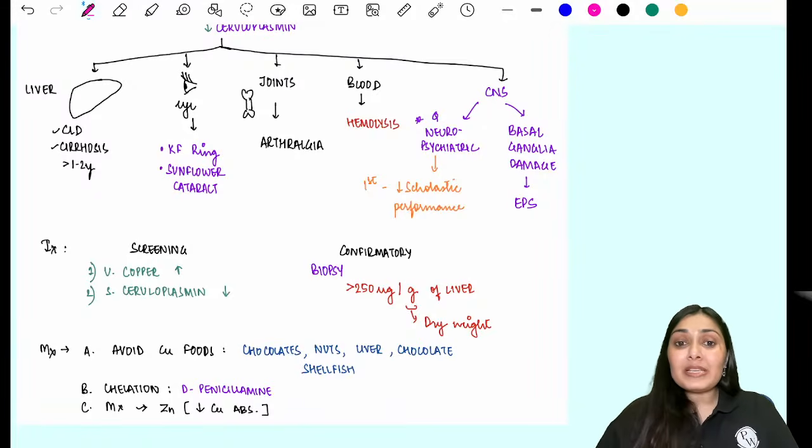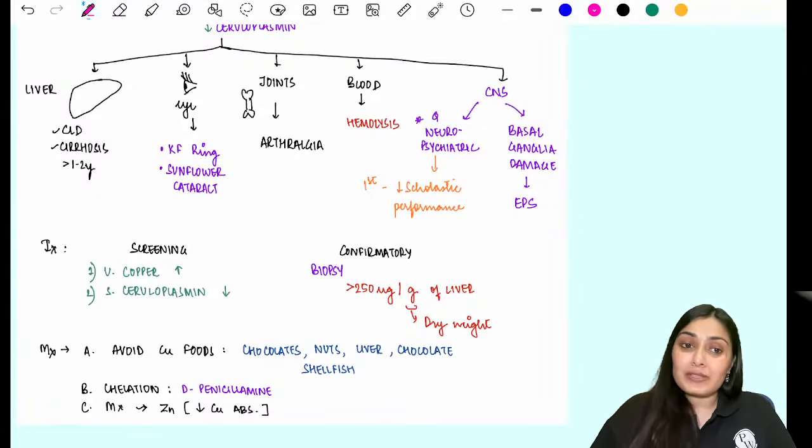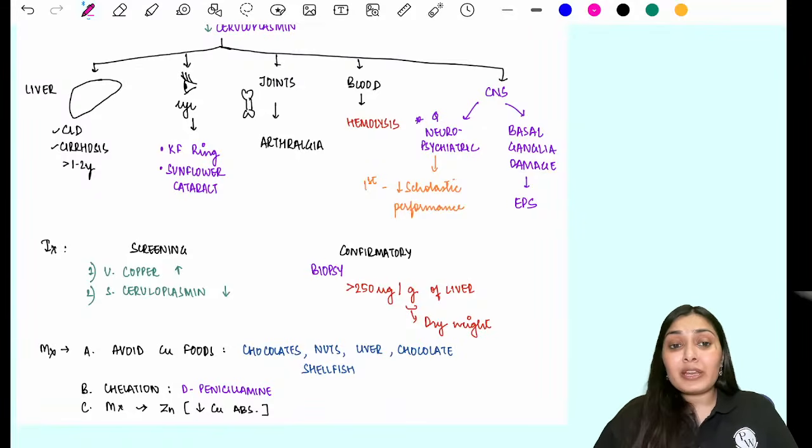Confirmatory is biopsy. We do the liver biopsy. If the copper content in the liver biopsy is more than 250 micrograms per gram of dry weight of liver, it is suggestive of Wilson's disease. Management is just preventive. We ask the child to avoid copper-containing foods like chocolates, nuts, liver, and shellfish, and chelation therapy with D-penicillamine can be given. Also using zinc, which can decrease copper absorption from my body, right?